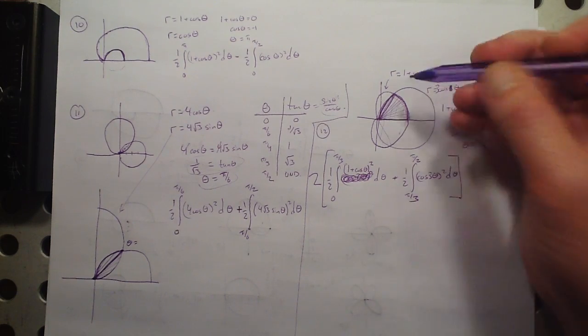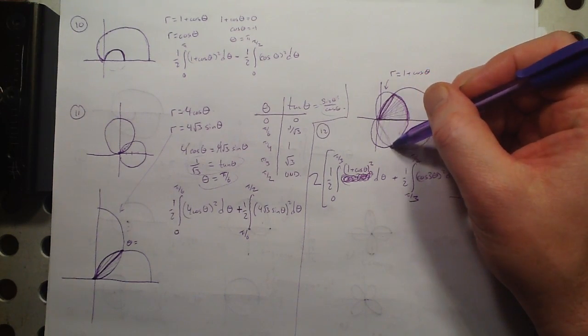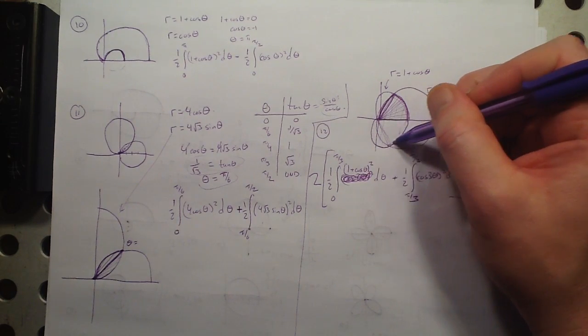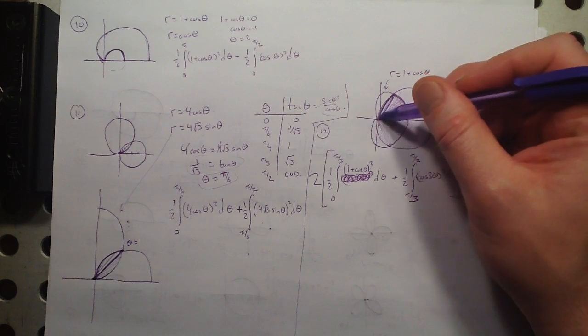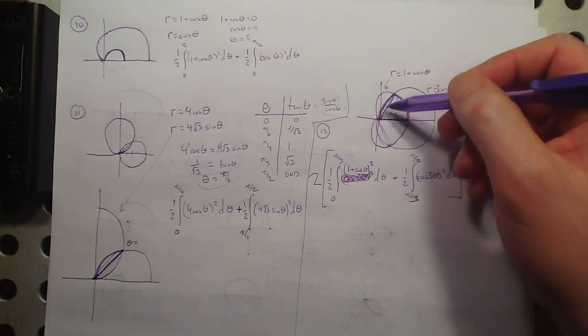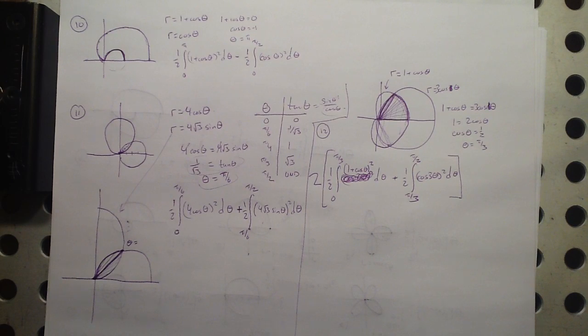Otherwise, you could do the area inside the cardioid as one integral from negative pi over 3 to pi over 3, but then you'd have to add on these two bits as two separate integrals. There's no way to deal with that in one integral. So I like that version of it. All right, that's it.